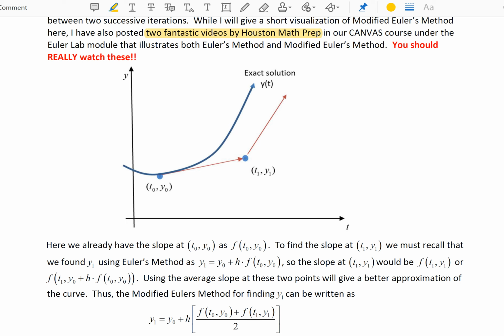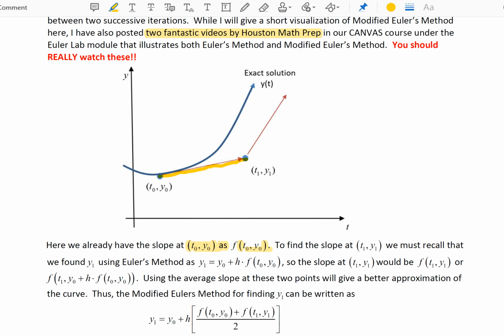Let's look at a visualization of modified Euler's method, though. So here we have the slope at t0, y0 as f of t0, y0. So given this point here, we can approximate the slope or the tangent line to t1, y1.